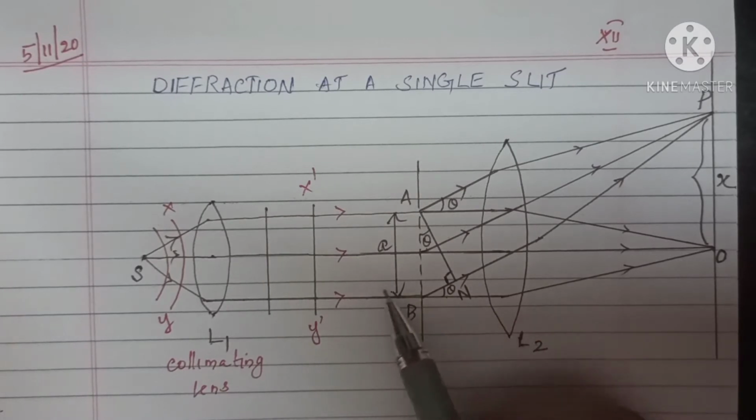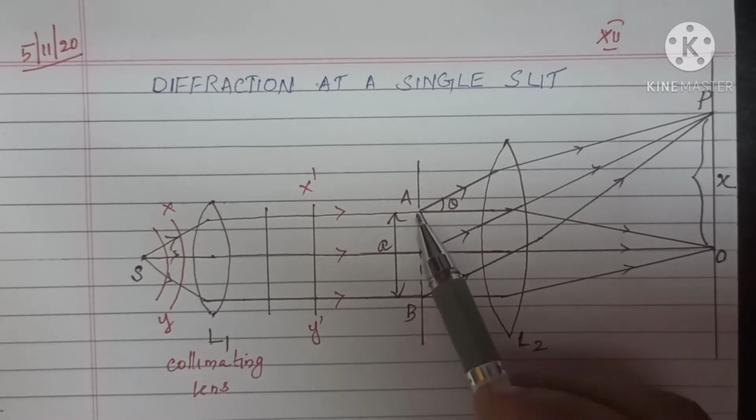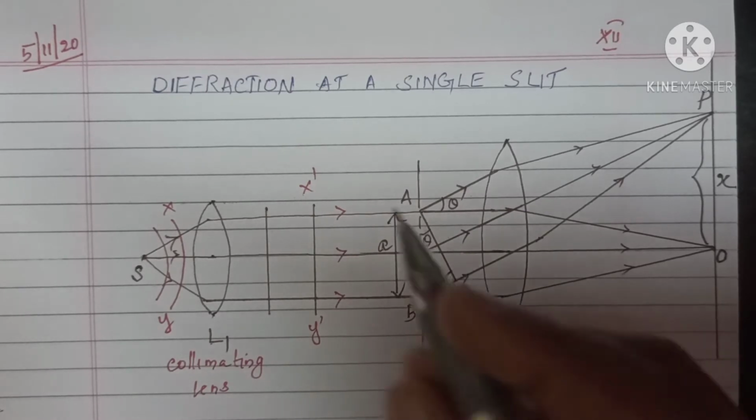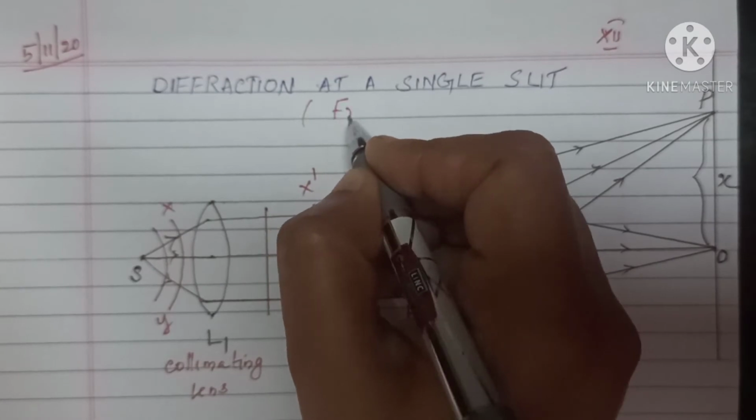Now here a slit is placed and this slit has a width a, small a. AB is the slit. The size of the slit is comparable to the wavelength, so that at this point A and B diffraction occurs. You know what is diffraction, and here we are discussing the Fraunhofer diffraction.